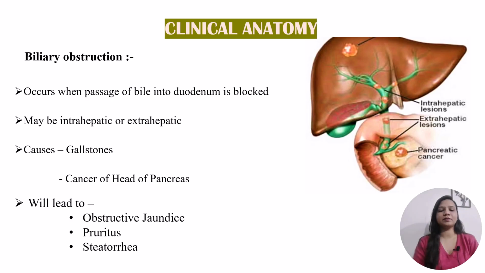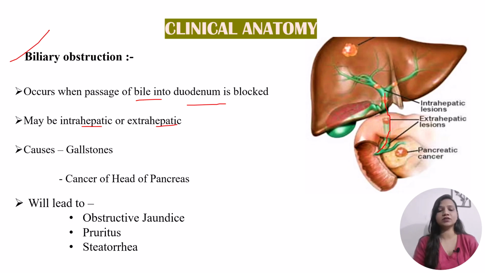First we'll discuss biliary obstruction. So what is biliary obstruction? It occurs when the passage of bile into the duodenum is blocked. When the passage of bile into the duodenum is blocked, it is called biliary obstruction. It may be intrahepatic or extrahepatic. Intrahepatic means the blockage can occur inside the liver, or also outside the liver.